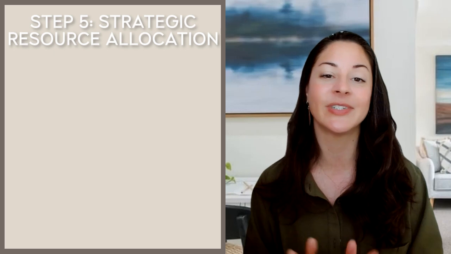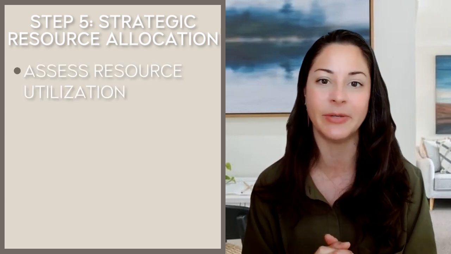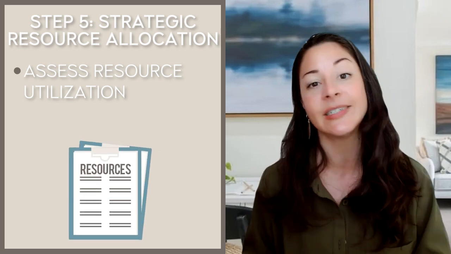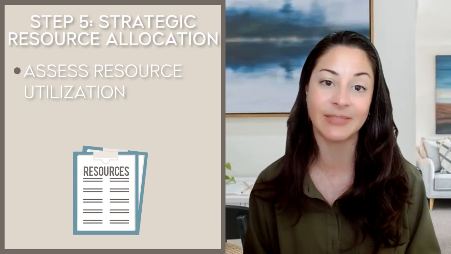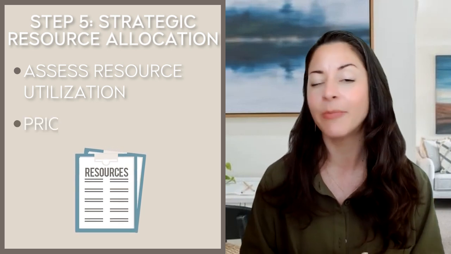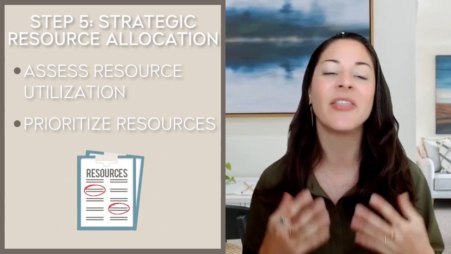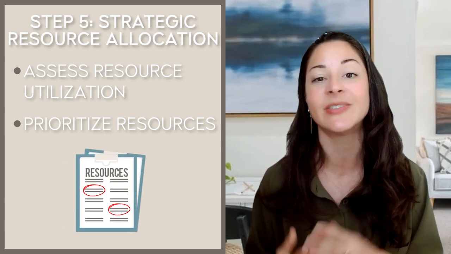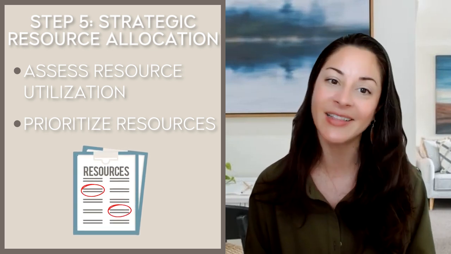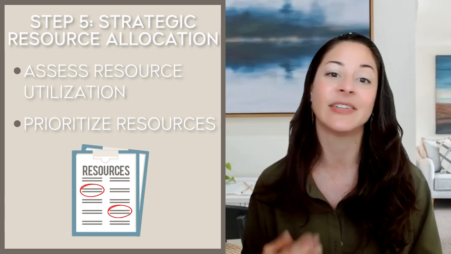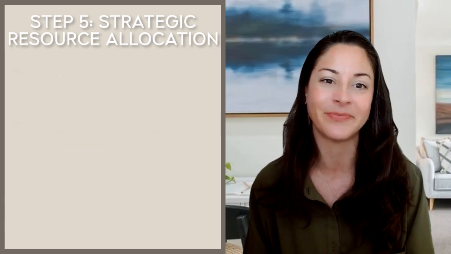Step 5, strategic resource allocation. Begin by assessing your resource utilization. Review how your resources, including time, budget, and manpower, are all allocated across different aspects of your event. Now, prioritize those resources. Moving forward, concentrate your resources on the 20% of elements that contribute significantly to the event's success. This may involve reallocating resources to key areas, such as high-impact marketing strategies or premium attendee experiences.